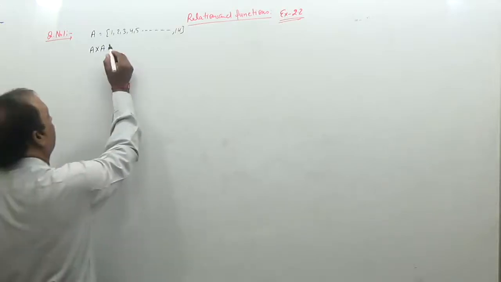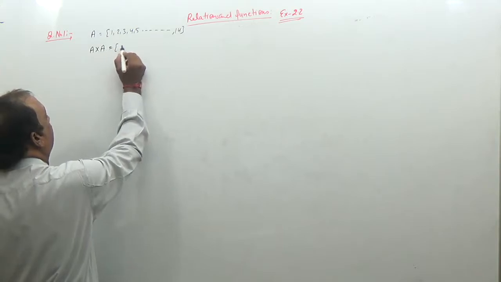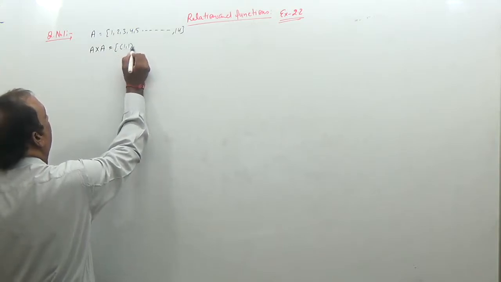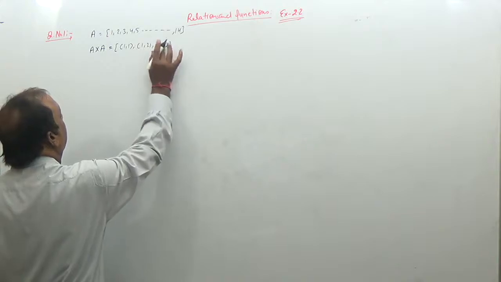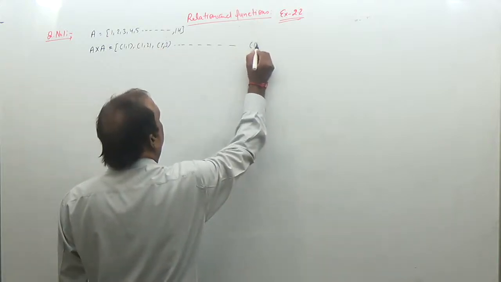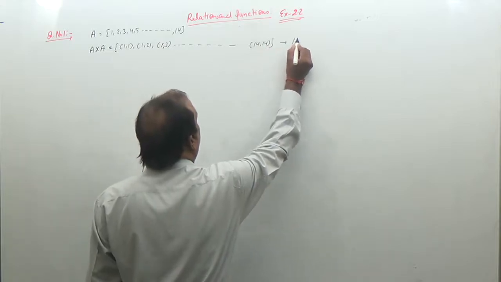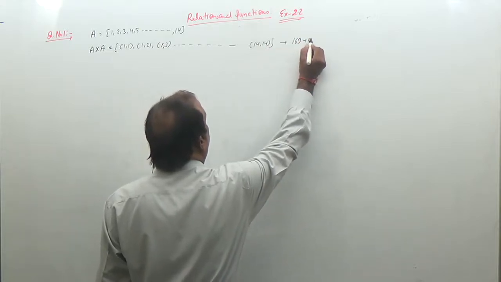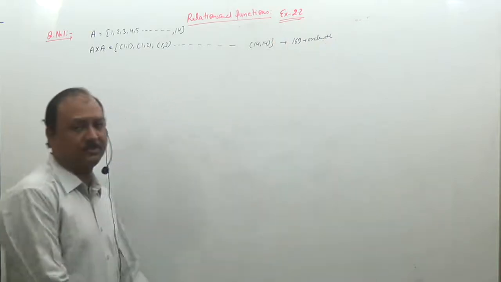So, to form the ordered pairs, taking the Cartesian product of set A by A itself, we get the ordered pairs as (1, 1), (1, 2), (1, 3) and so on, and the last ordered pair will be (14, 14). So, there are 14 into 14, 196 ordered pairs we will get in this Cartesian product.